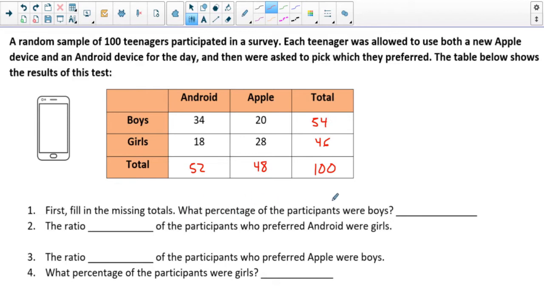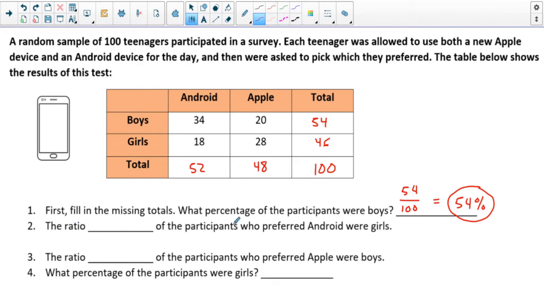So what percentage of the participants were boys? So we had 54 boys out of 100. Hundreds are easy. 100 is the percent. So dividing this would give us 54%. All right, pretty straightforward.